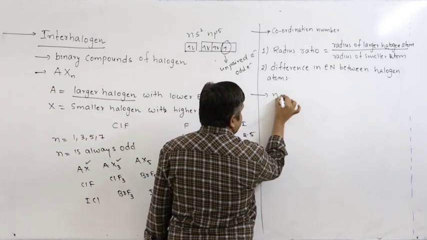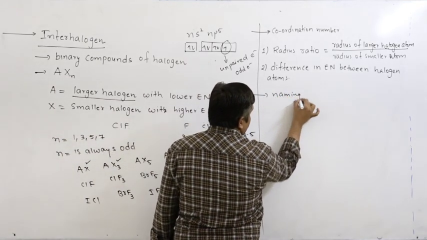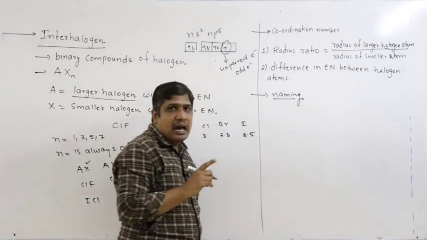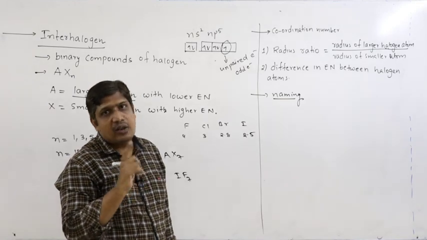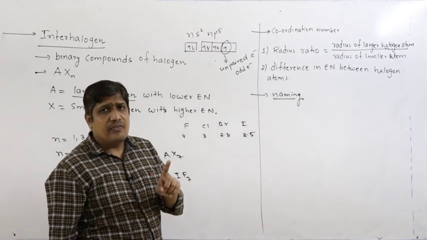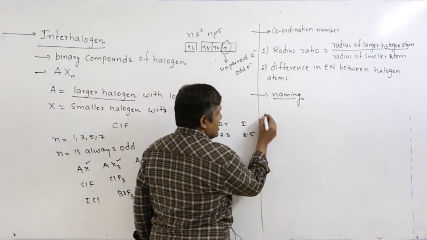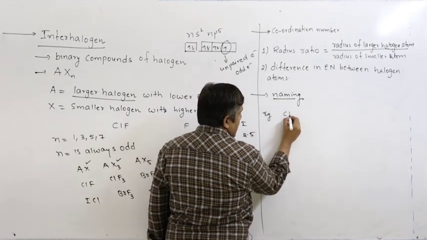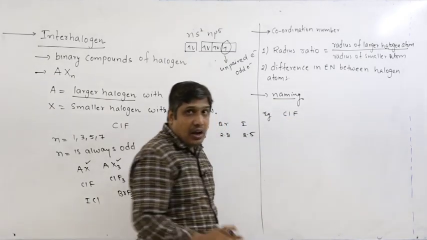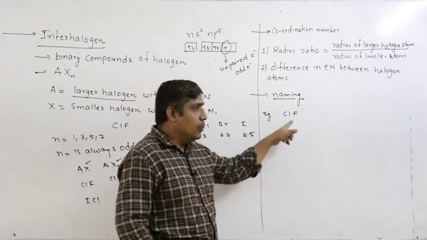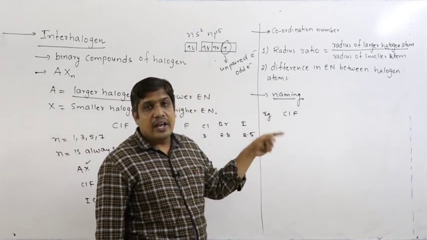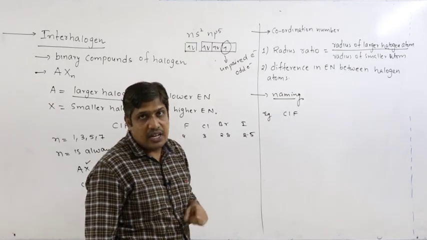Coming to naming, how do you name them? They are named as halide of central halogen atom. Halide of central halogen atom. So let us see one example. ClF. Which is the larger halogen atom? Chlorine. Which is the smaller halogen atom? Fluorine. Therefore they are called fluorides.